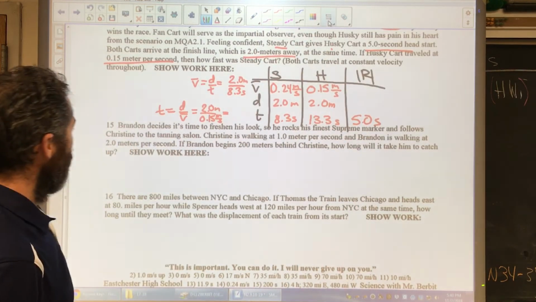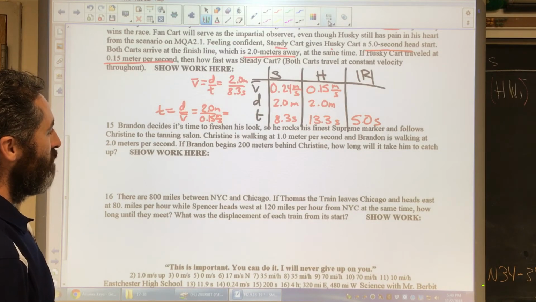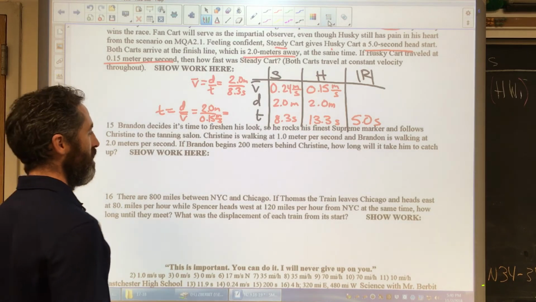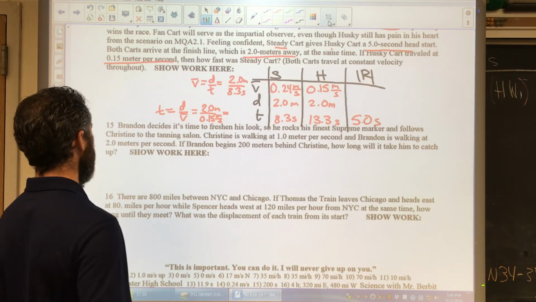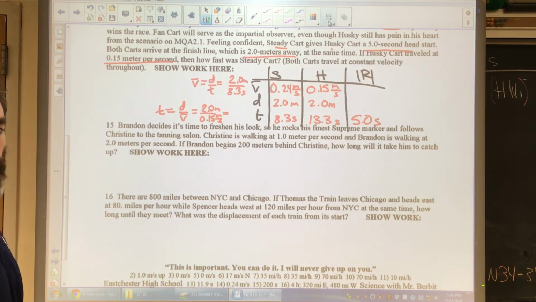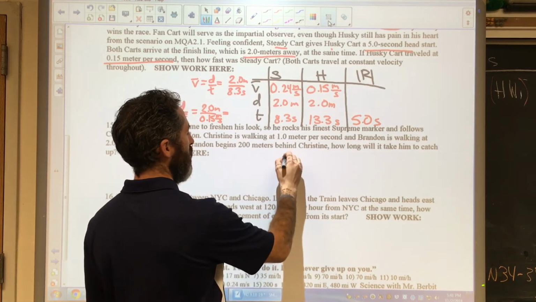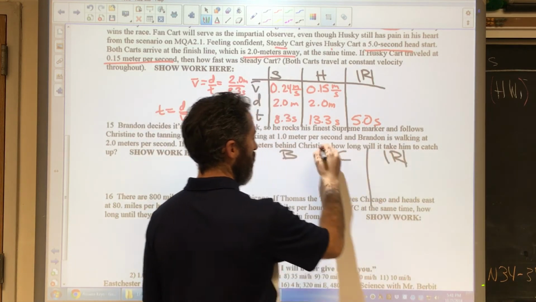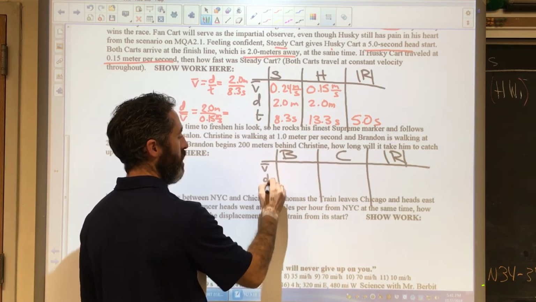All right. Brandon decides it's time to freshen his look. He rocks that finest Supreme marker, follows Christine to the tanning salon. Okay. It's a chase situation again. Christine's walking at 1 meter per second, Brandon's walking at 2 meters per second, and to catch up, he's starting behind. How long will it take him to catch up? All right, so we got Brandon, we got Christine, we got relative, V bar, D, and T.